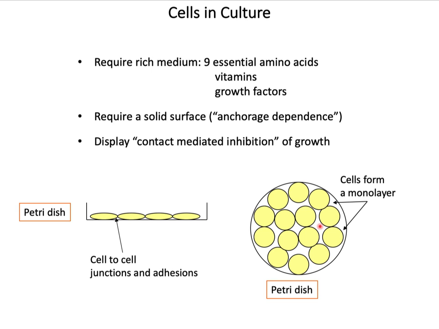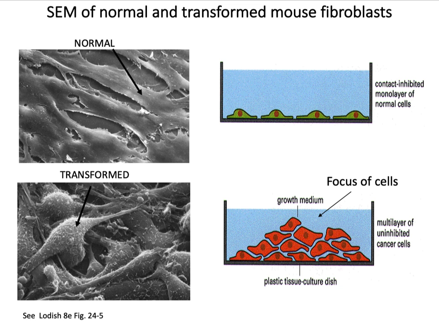So all of the properties that you see on the slide are of normal cells, not transformed cells. So let's take a look at what happens to the neoplastic cells. So in the top panel here is a scanning electron micrograph of a normal fibroblast, and you can see that they are very, very flat because they are adhering very tightly to the surface of the culture dish.